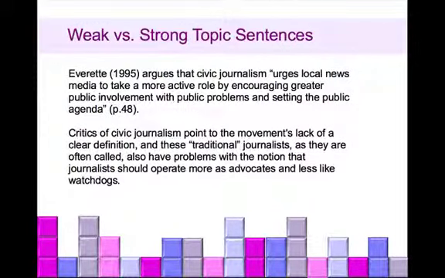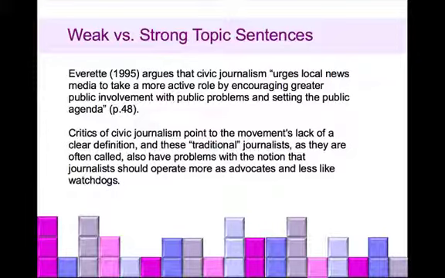Now, have a look at these two examples. We're going to compare and see which one of these is the stronger topic sentence. The first one: Everett argues that civic journalism, quote, urges local news media to take a more active role by encouraging greater public involvement with public problems and setting the public agenda, unquote.